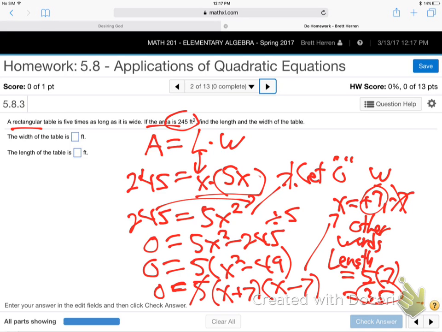After you've got one answer, plus I throw away the negative, we don't care about that. After you've got one answer, the way to get the other is the words. At the end of a word problem, you go back to the words. They'll tell you. What is it saying? Five times as long. So you take that answer of 7 and you go times 5, 35. And that's the length. So then this 7 must be the width.